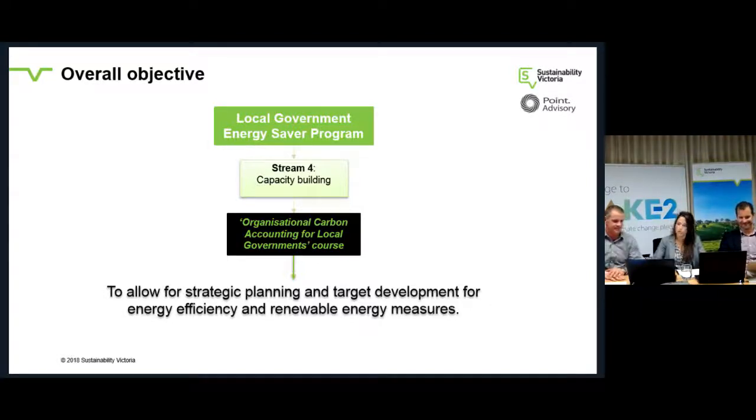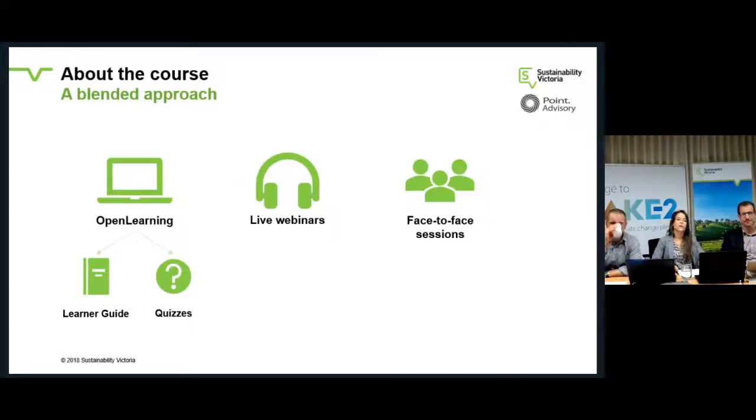Thanks, Luke, for the intro. So welcome everyone and thanks for registering for our course on organizational carbon accounting for local governments. I'm just going to start by running through the course and the elements that we are using to deliver on this course. So this first slide, as you might be aware of, we are using a blended approach. So we have three avenues through which we are going to deliver this course.